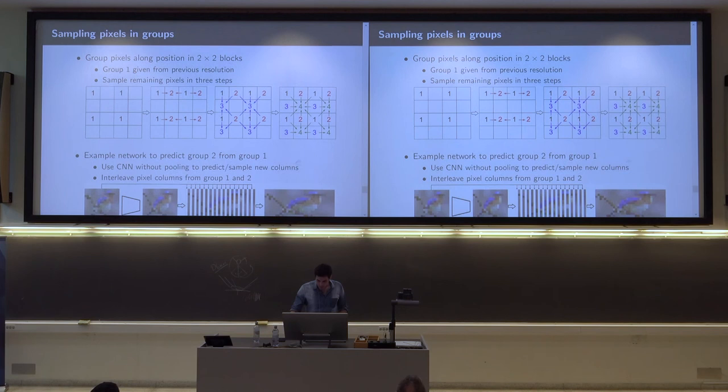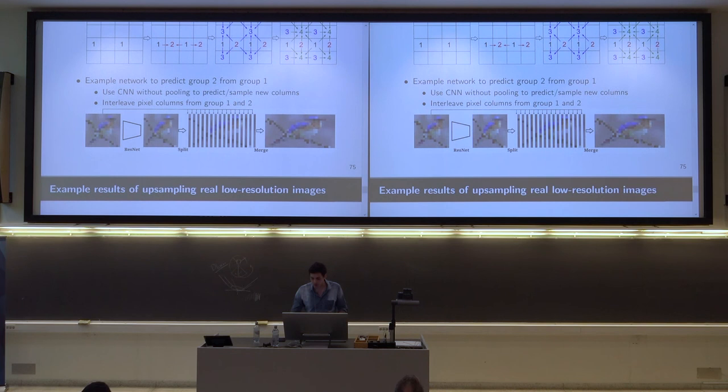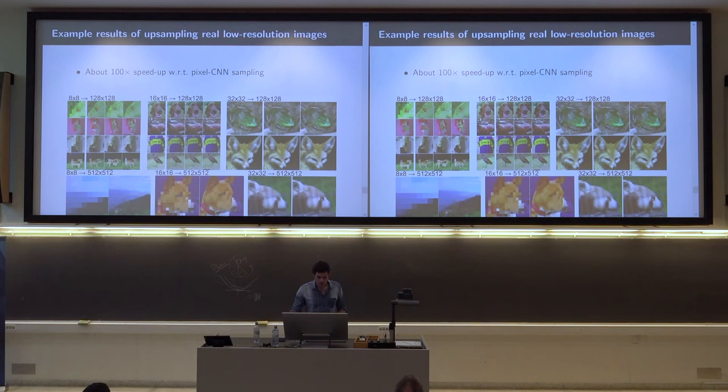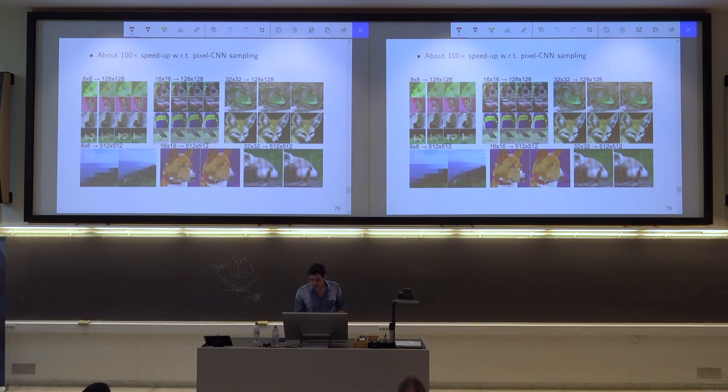And if you visualize this process, it could look something like this. First, we upsample horizontally. Then vertically, so you get a rectangle at some point. With this implementation that we described, you get roughly 100 times speedup versus pixel CNN for images of size 512. So that's really good if what you care about is sampling speed.